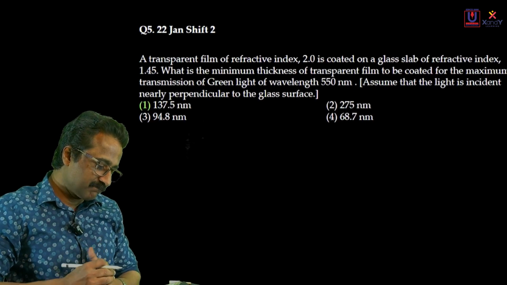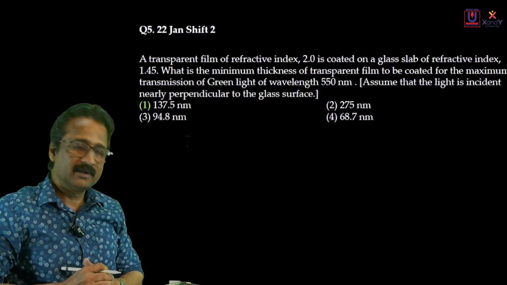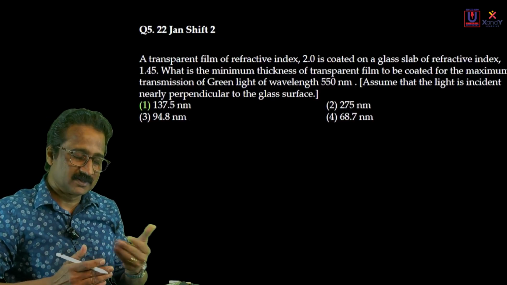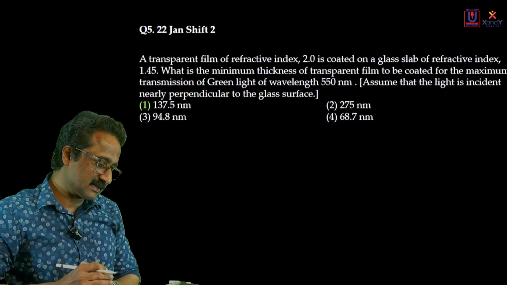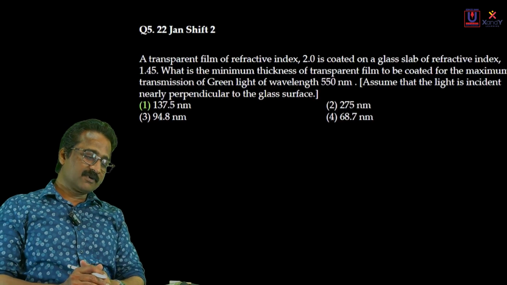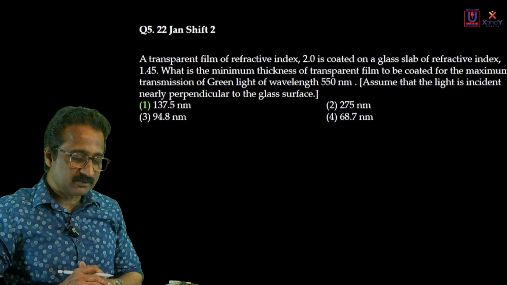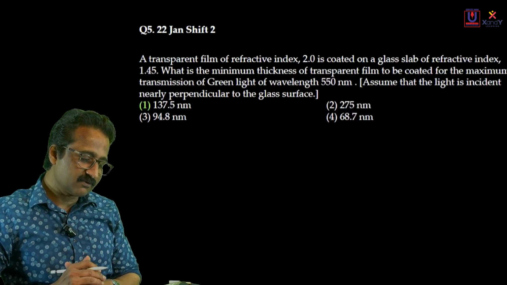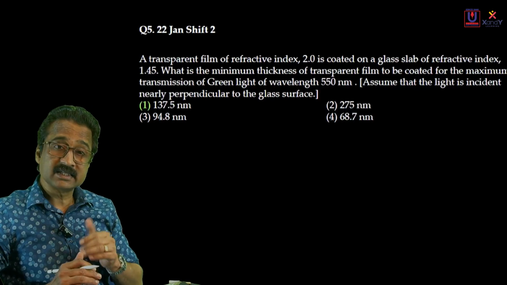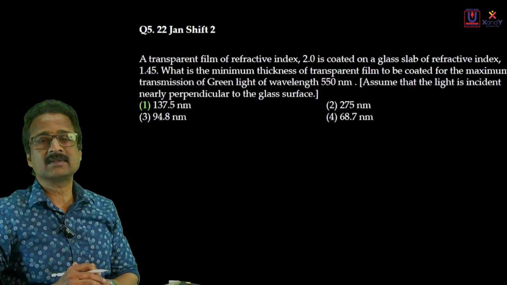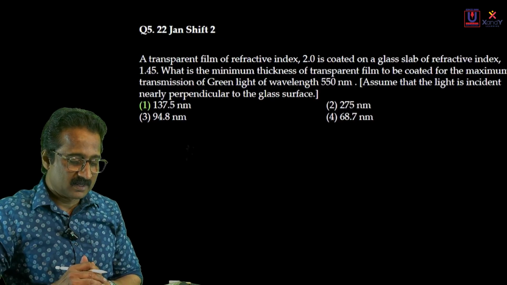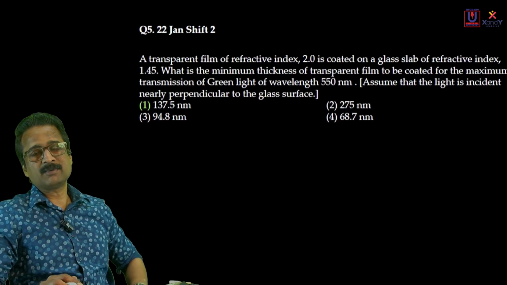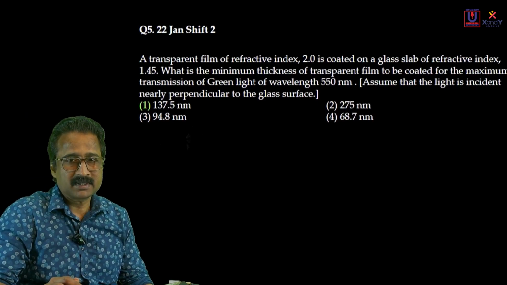Okay, question number 5. Actually, in my paper, this question appeared. Actually, it is from wave optics only, but still we answer it here. It is a misplaced question, at least for this chapter, but still I am ready to answer that. A transparent film of refractive index 2 is coated on a glass slab of refractive index 1.45. What is the minimum thickness of the transparent film to be coated for maximum transmission of green light of wavelength 550 nanometer? Assume that light is incident nearly perpendicular to the glass surface. It is about transmission actually. It is not about partially reflected light.